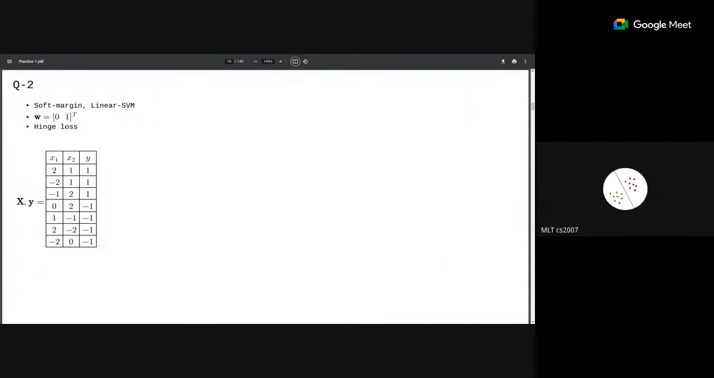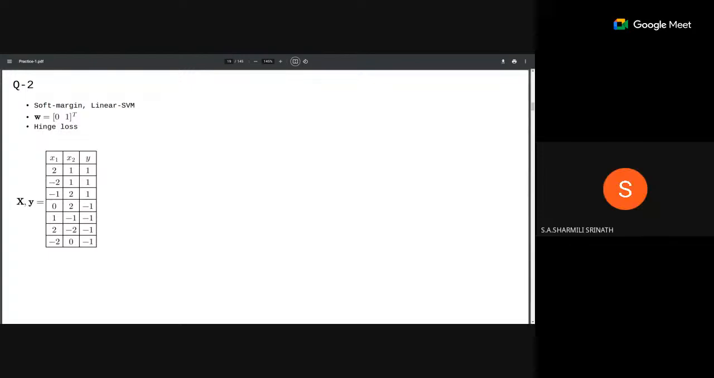Okay, so we'll now move to SVMs. Assume that you have a soft margin linear SVM. This is the case where the data is not necessarily linearly separable, but still you can have a hyperplane that separates most of the points decently. So this is the case. What is the hinge loss? You have been given this data set here, and you have to compute the hinge loss.